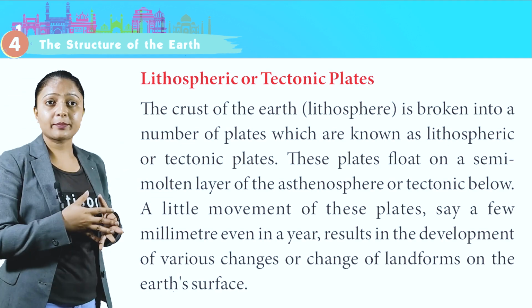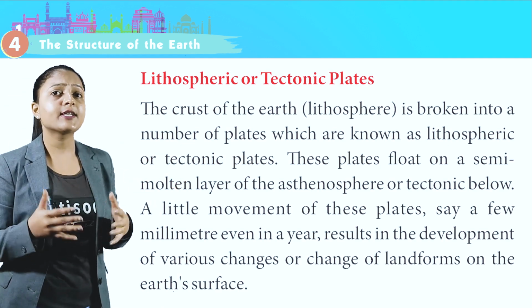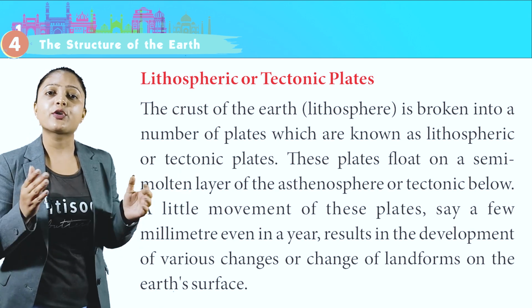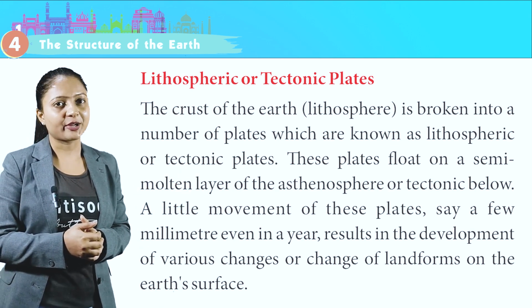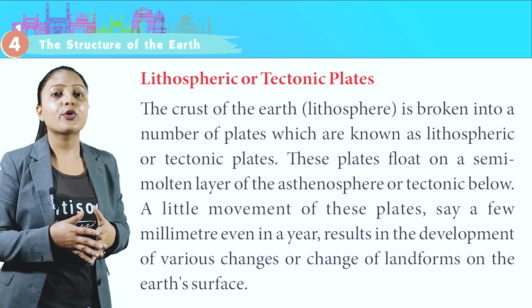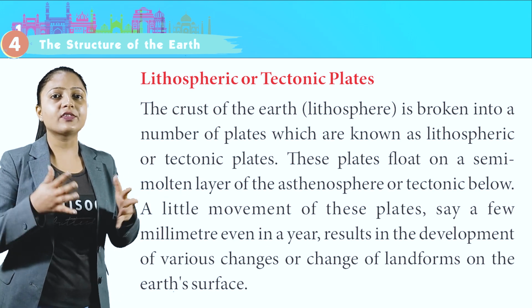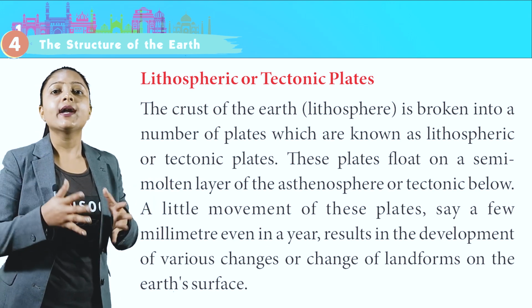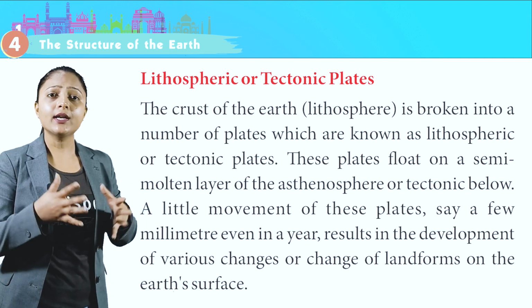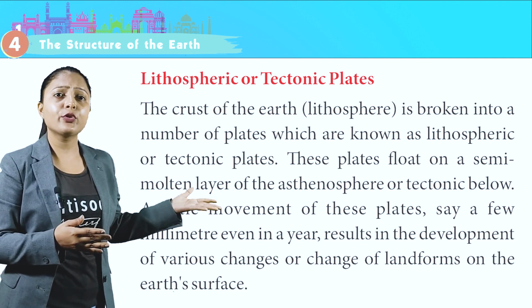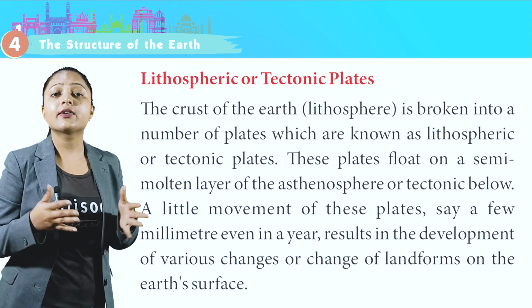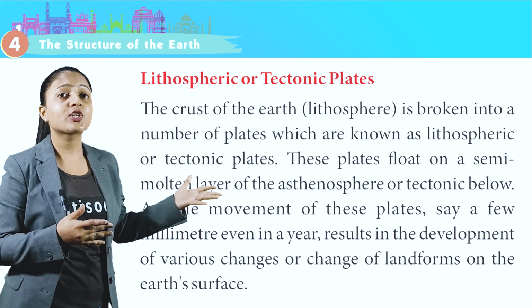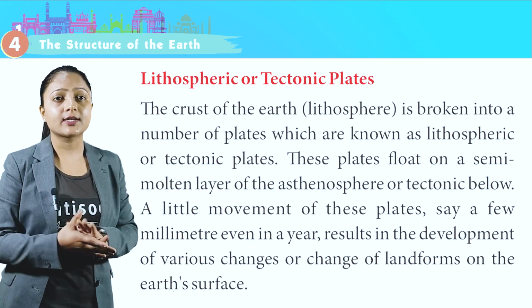Lithospheric or tectonic plates. The crust of the Earth's lithosphere is broken into a number of plates which are known as lithospheric or tectonic plates. These plates float on a semi-molten layer of the asthenosphere below. A little movement of these plates, say a few millimeters even in a year, results in various changes of landforms on the Earth's surface.